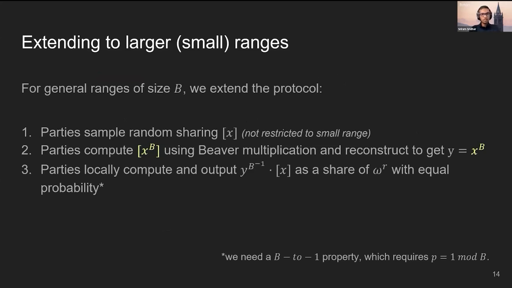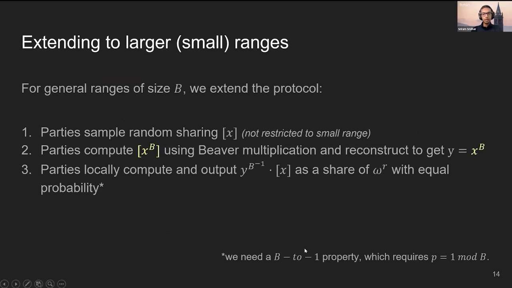In general, for small ranges, of course, parties can sample random sharings, and instead of x squared, they now compute x to the power b. Then they can reconstruct to get y equal to x to the power b, and the parties then locally compute the output y to the b inverse times x. This gives you a share of a random root of unity. And this is not just plus or minus 1, but instead you get a set of size, well, whatever the order of the root of unity is.